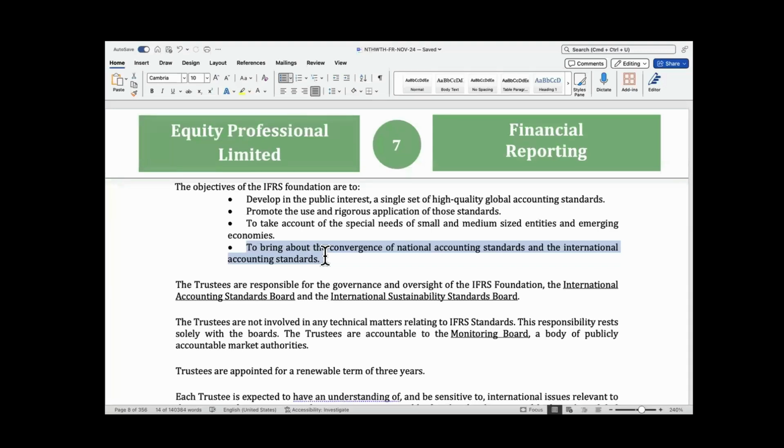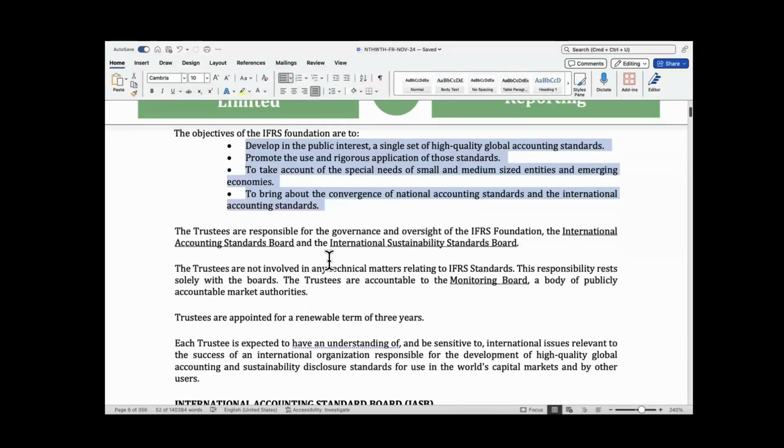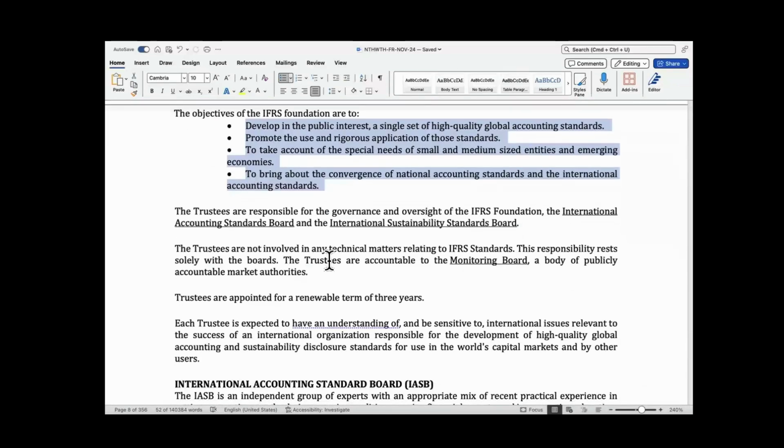So you would have the mindset to be able to read it on your own when that time comes. But the point here is this: they encourage convergence of national accounting standards and the international accounting standard. So you need to know this for your exams in case they ask it. If they don't ask it, you have to look for other questions to deal with. Okay, so that's the IFRS Foundation.